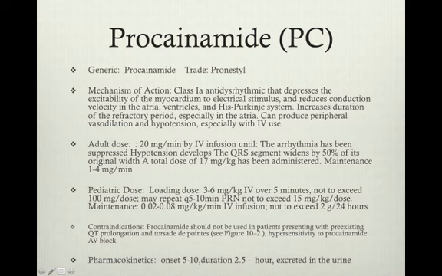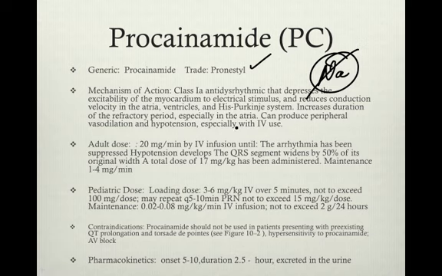Procainamide. This is actually a drug that's on the comeback. Procainamide is the generic on this, and Pronestyl is the trade name. Class 1A, which also makes this a sodium channel blocker. Antidysrhythmic. Pretty much decreases myocardial contraction through the AV node, reduces conduction velocity in the atria, ventricles, His-Purkinje system, increases the duration of the refractory period, especially in the atria, can produce peripheral vasodilation and hypotension, especially with IV use.